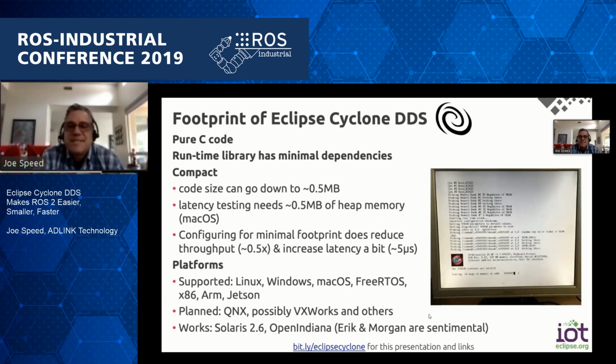So the Eclipse Cyclone DDS, what is that? It's a pure C library, runtime, minimal dependencies. It's quite compact. We have people running it on microcontrollers and various very small things. You can configure it for a really minimal footprint, and that does have a bit of effect on the throughput and the latency. Or via the configuration, you can loosen it up and give it more resources, and it's quite fast. And we'll get into that.